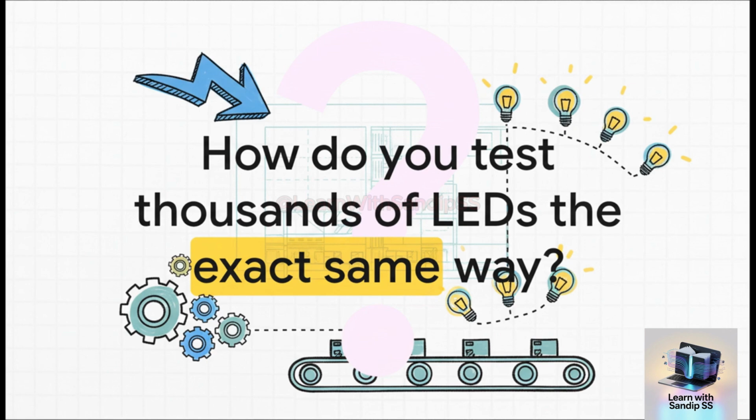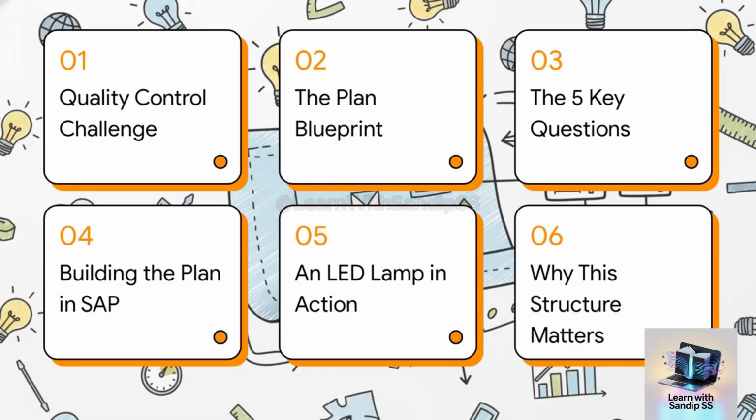So here's our game plan for this explainer. We're going to start with the why, the big challenge. Then we'll deconstruct the blueprint of an inspection plan itself. We'll see how it's built by answering some key questions, look at its structure inside SAP, apply it all to a real-world example, and then we'll wrap up with why this whole structure matters so much.